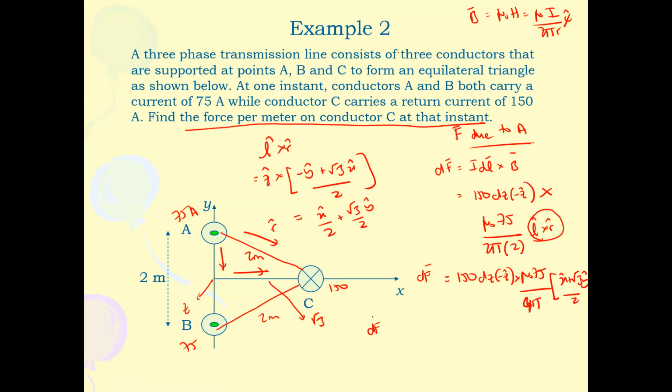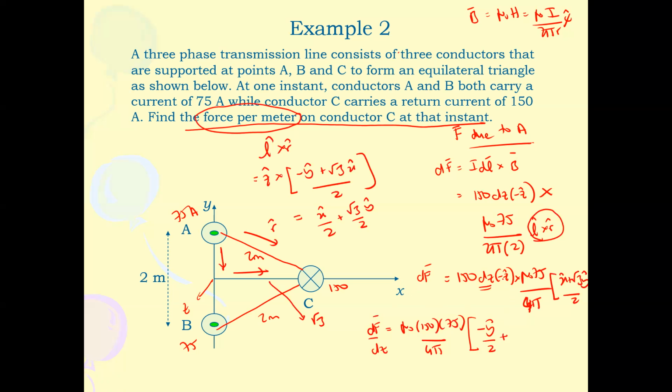So we have dF vector equal to mu naught 150 multiplied by 75 divided by 4 pi. I can bring dz to the left-hand side, dF over dz, because the question asks about force per meter. So we have negative z cross x over 2, which gives negative y over 2, negative y in the vector over 2.